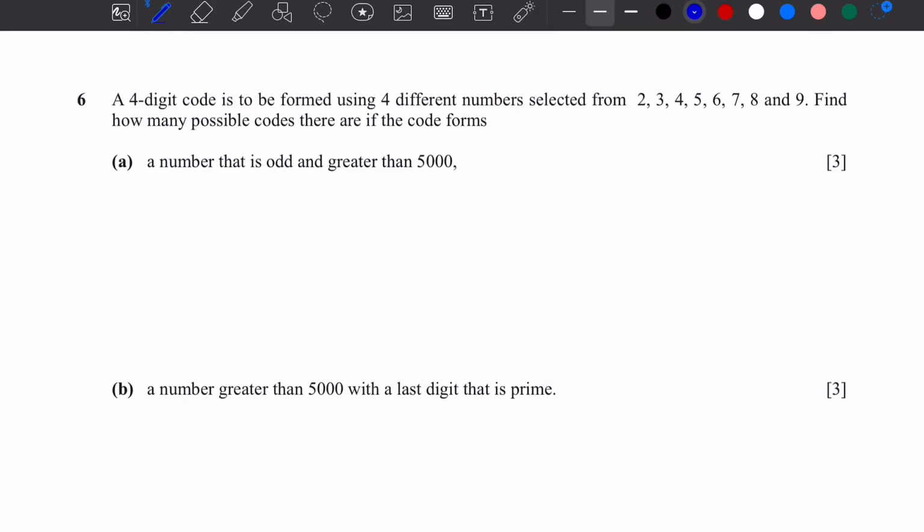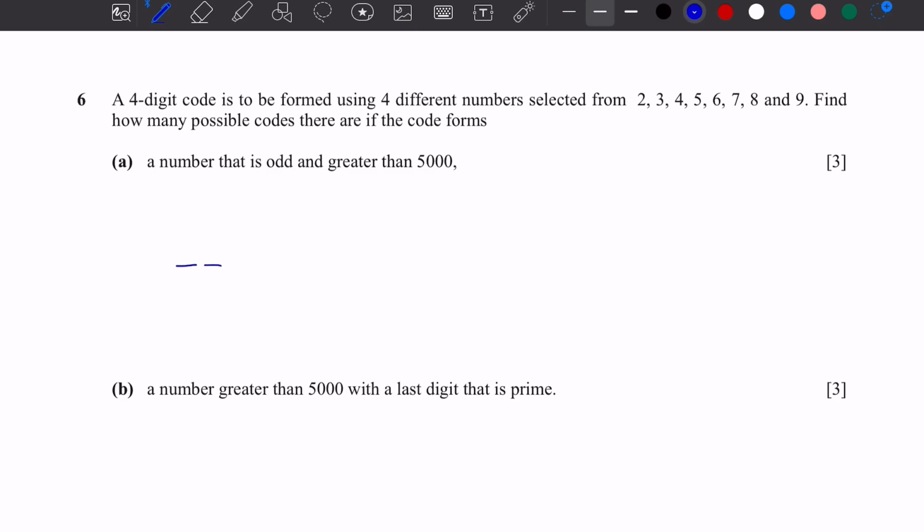Question 6. We need to form a 4-digit code using 4 different numbers selected from 2, 3, 4, 5, 6, 7, 8, and 9. And we need to find how many possible codes there are if the code forms a number that is odd and greater than 5,000.